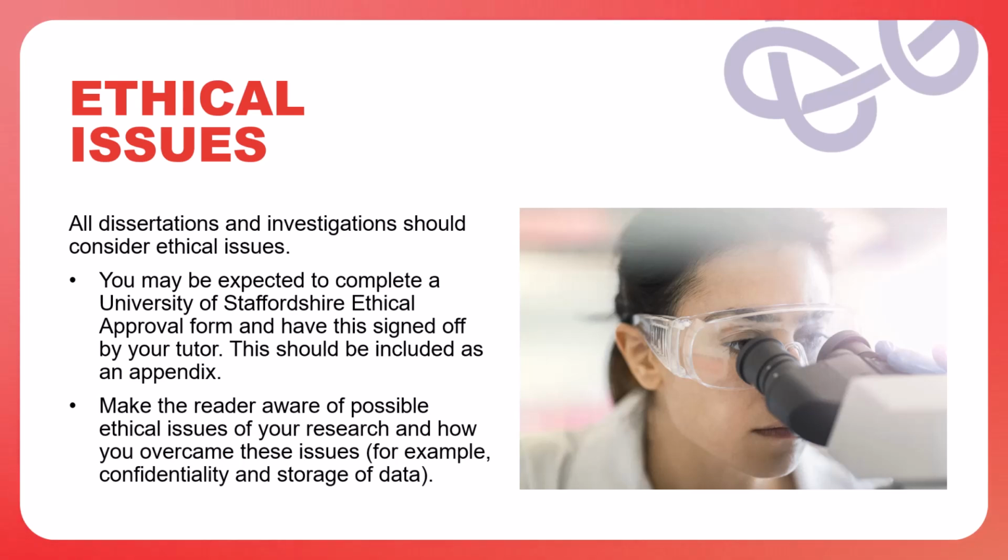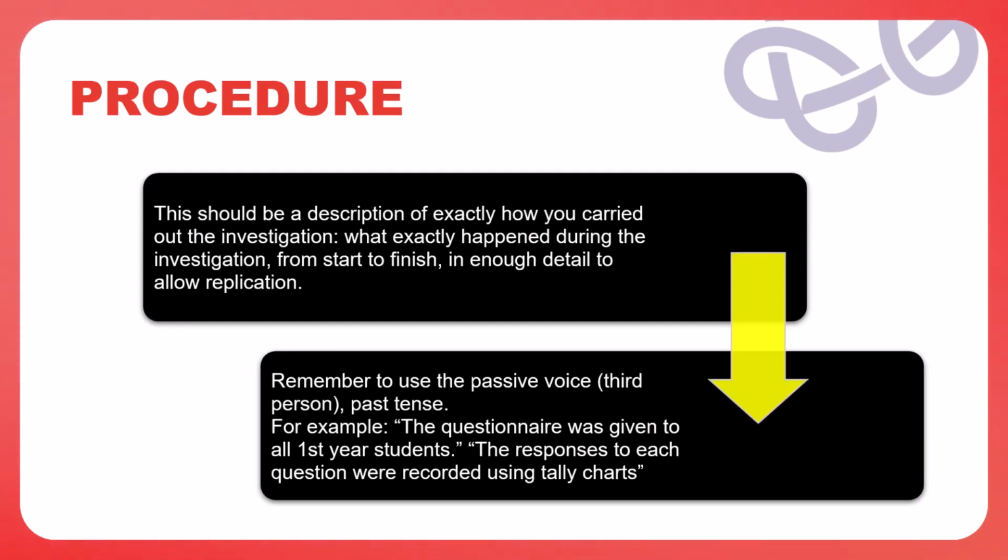Within your assignment, you need to make your reader aware of any possible ethical issues and then how you overcame them. You need to make it really clear exactly what you did to carry out this investigation, what happened throughout the process, and it needs to be in enough detail that another researcher could replicate that piece of work. When you're writing this up, you are using the passive voice, third person, and the past tense.